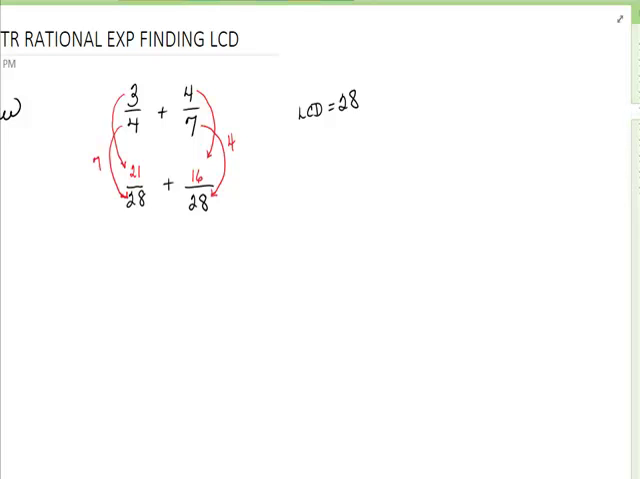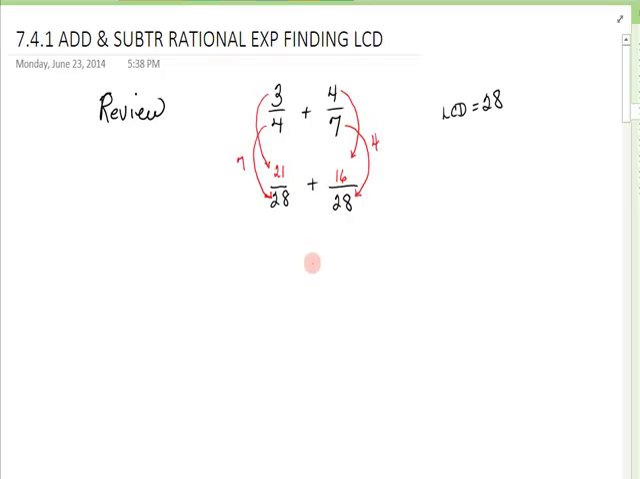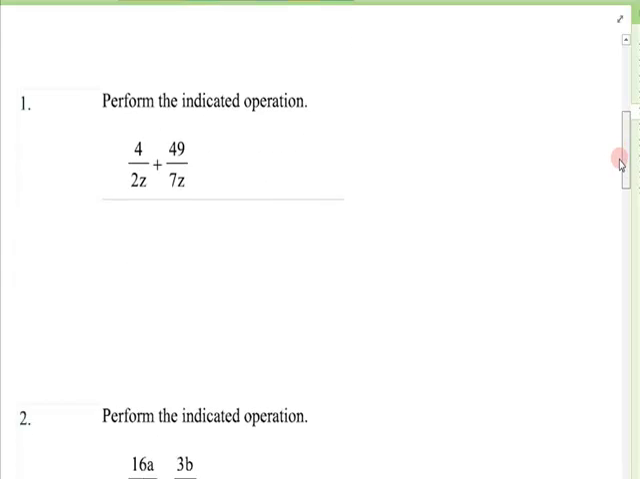Now we have a problem that is very much like the kind we just finished in the previous lesson. I have a common denominator of 28, and I have 21 plus 16. I add those together for 37 over 28. I simplify, I reduce if I can. So we're going to do all these steps, but our numerators and denominators are going to be polynomials. So let's go ahead and jump in.